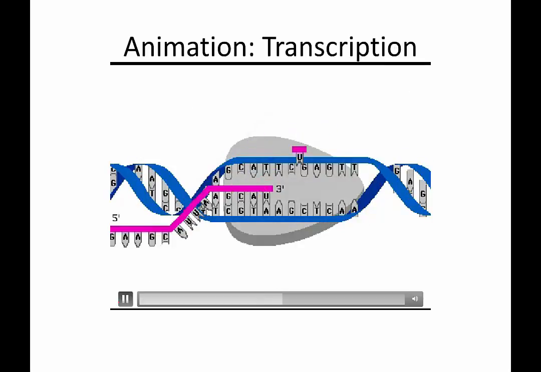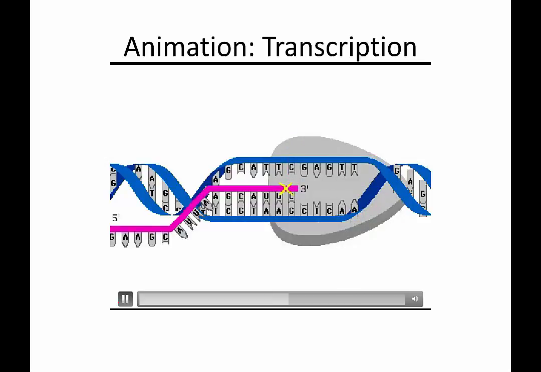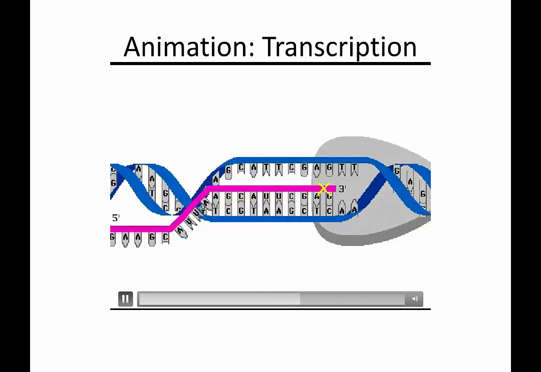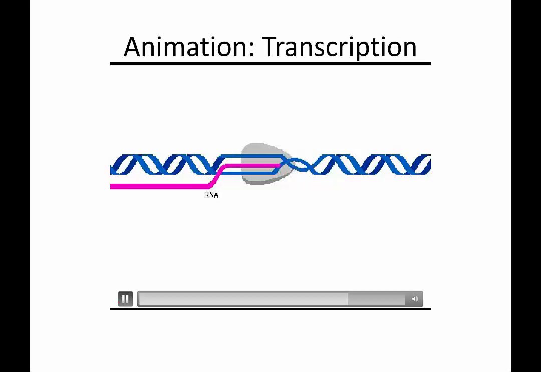Only one DNA strand, the template strand, serves as a template for RNA synthesis. RNA polymerase moves along the DNA strand in the 3' to 5' direction, adding nucleotides to the 3' end of the RNA chain. Note that U in RNA pairs with A in DNA. Once transcription is complete, RNA polymerase releases the completed RNA and detaches from the DNA.